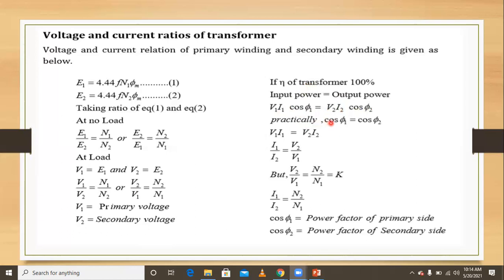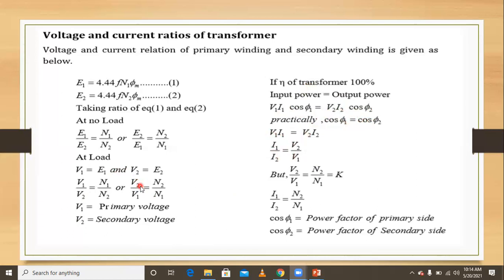Practically, cos phi 1 is equal to cos phi 2. Then V1 I1 is equal to V2 I2. Then I1 by I2 is equal to V2 by V1. Here I1 by I2 is equal to V2 by V1, which is the opposite, no? Because V1 by V2 is equal to N1 by N2.